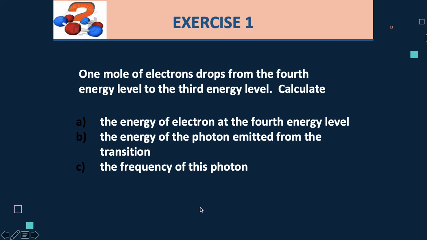One mole of electrons drops from the fourth energy level to the third energy level. Note that from a high energy level to a low energy level, the energy is released or emitted. First, calculate the energy of the electron at the fourth energy level. Second, the energy of the photon emitted from the transition, and finally, the frequency of this photon.